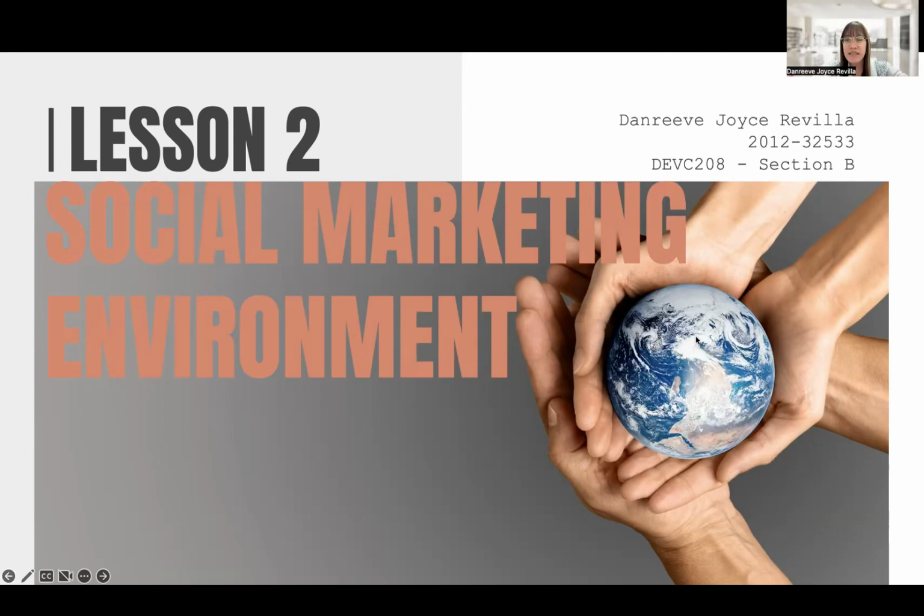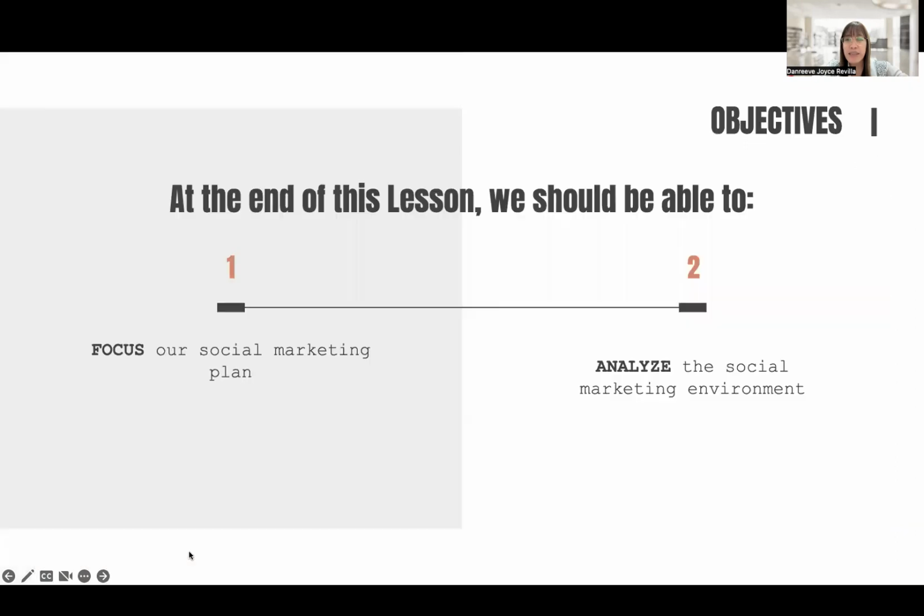I will be discussing Lesson 2, Social Marketing Environment, which is part of Module 4, Planning and Implementing Social Marketing. At the end of this lesson, we should be able to focus our social marketing plan and analyze the social marketing environment. This lesson will guide us on focusing our social marketing plans as well as analyze the social marketing environment to better situate the social marketing program in the context of the community and the people whom we will be working with.